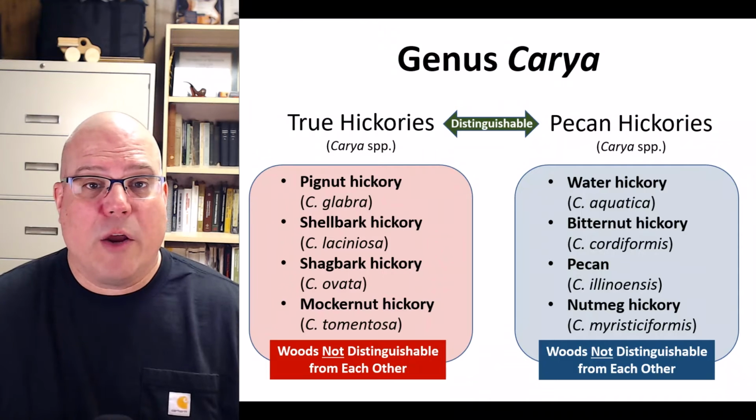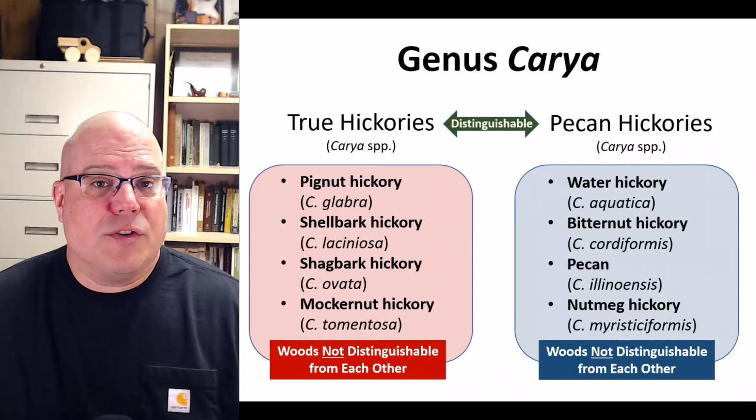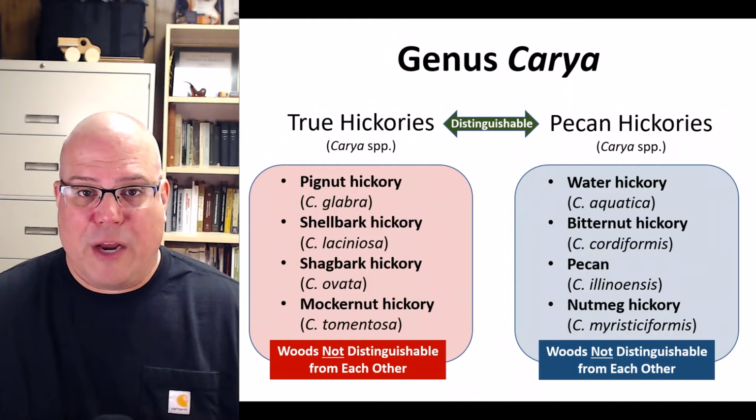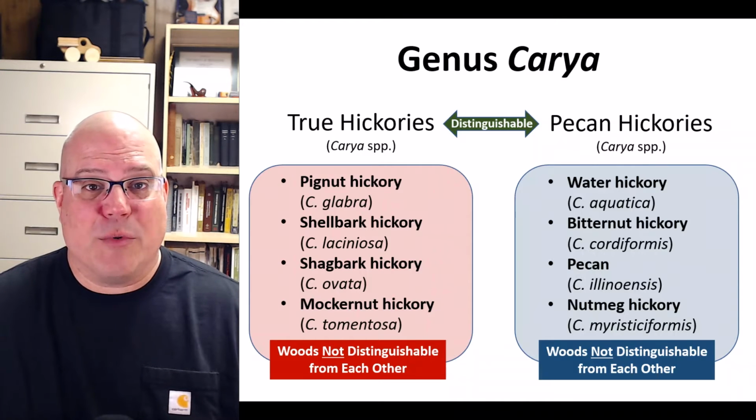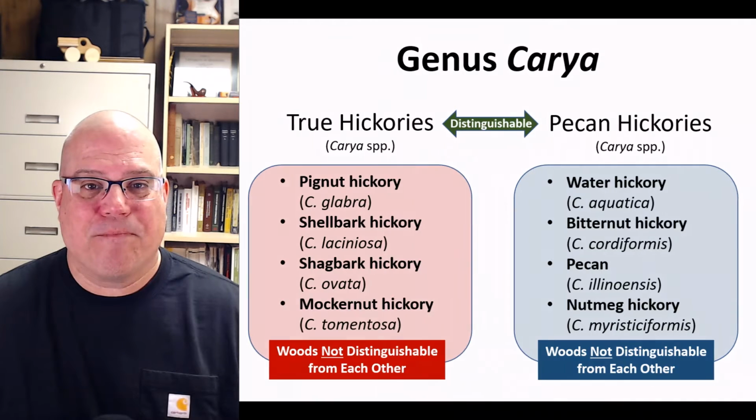Like red oak and white oak, hickory and pecan are actually species groups. The genus Carya contains many different species. You can broadly divide those species into two main groups, the true hickories and the pecan hickories, which later on in the video we'll refer to simply as hickory and pecan respectively. The true hickories cannot be anatomically distinguished from each other. Neither can the pecan hickories. But it is possible to distinguish the true hickories from the pecan hickories, and that's what we'll teach you today.